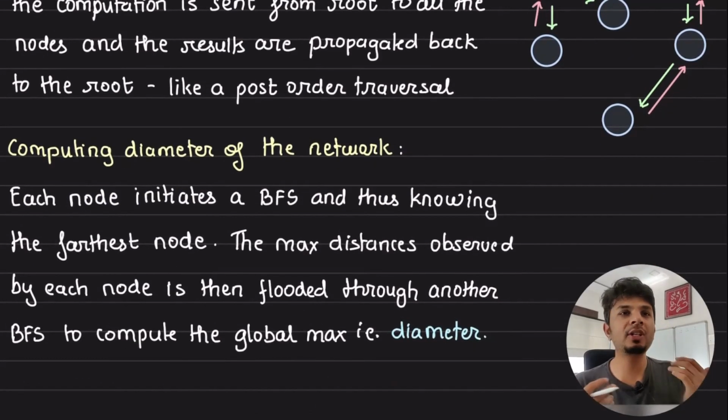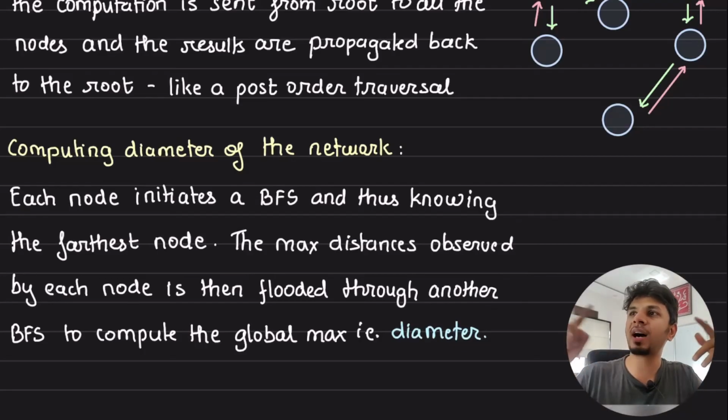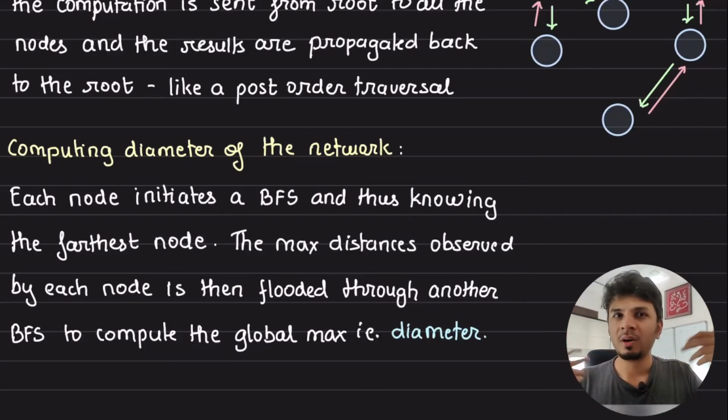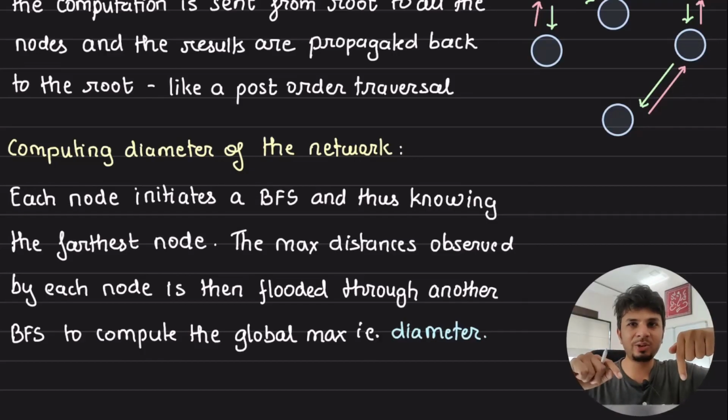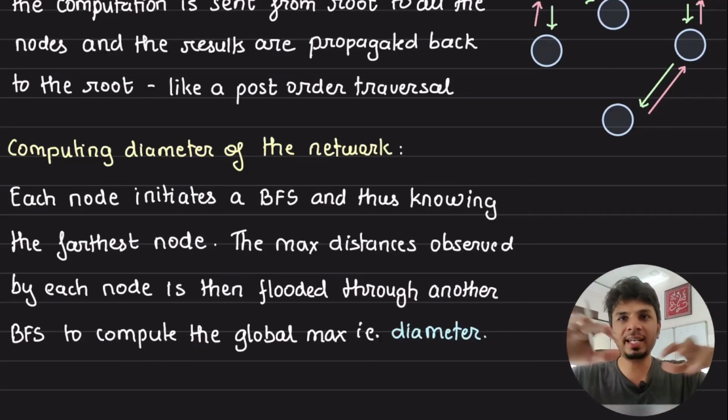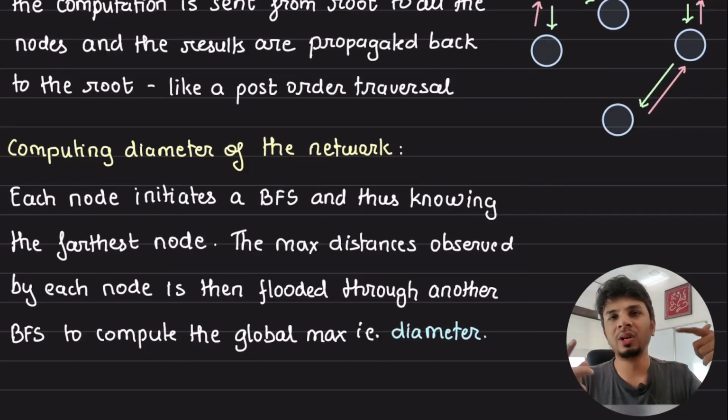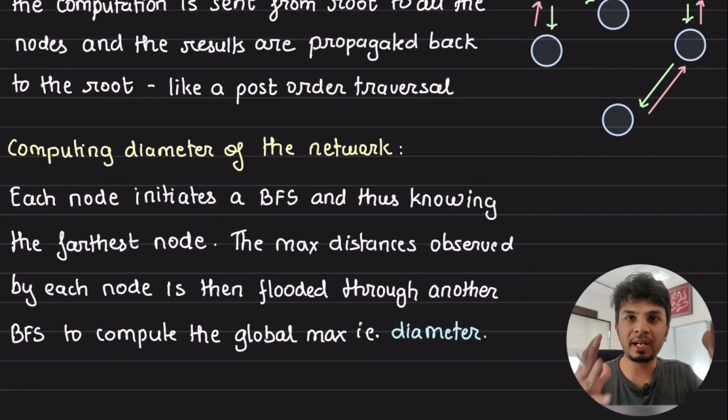And then, as I said, about computing the diameter of the network. Let's say I want to compute the diameter of a network, which means the largest distance between any two nodes in my network. Now, how can we achieve this? Every node initiates a BFS, and thus they would know which node is the farthest from them, and they would all converge, flood each other with the same message, and they would all know the global maximum, and they would know the diameter of the network. So this particular algorithm, breadth first search, is foundational for so many other things.